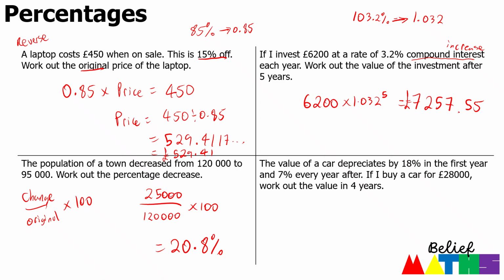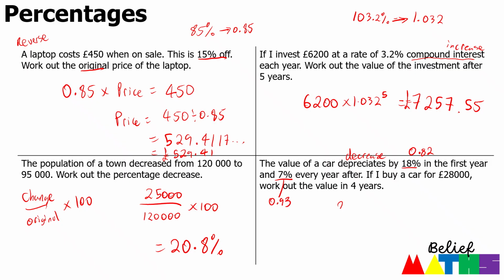Finally, it says the value of a car depreciates. So depreciation is just a decrease. So it means it goes down in value by 18%. So an 18% decrease, we'll use what we've done before, that's 0.82. And then 7% every year after that. So that's a multiplier of 0.93.